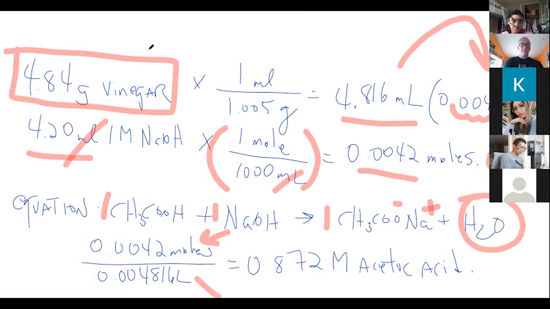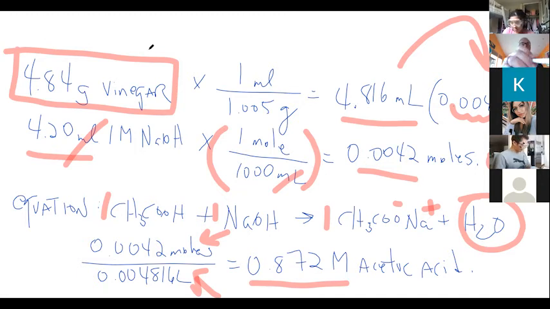That's the volume of acetic acid I have. And moles over liters is molarity. So my molarity is 0.872 molar. But we want to know what the mass percent is, because that's what the concentration is generally given in, mass percent.